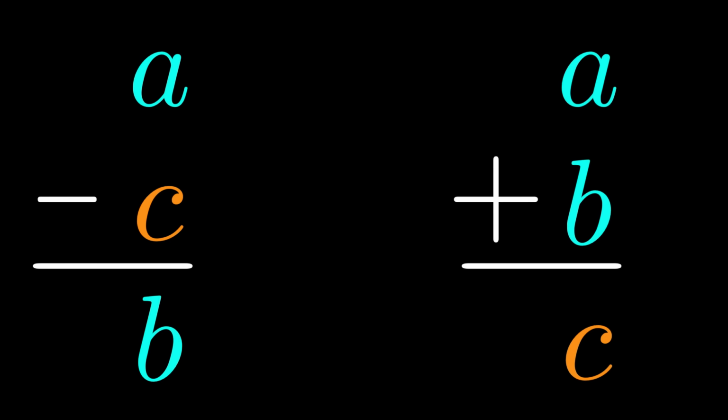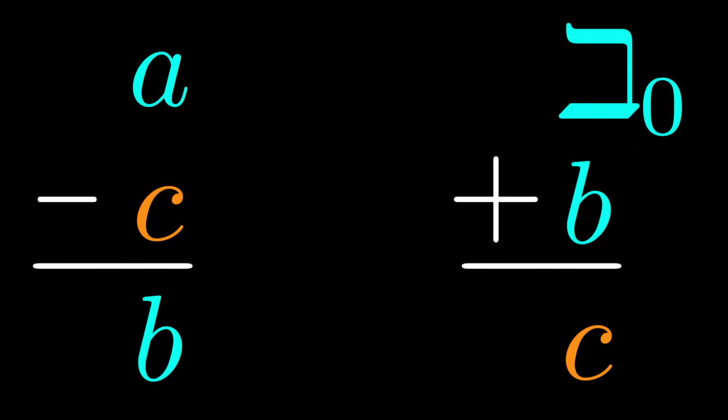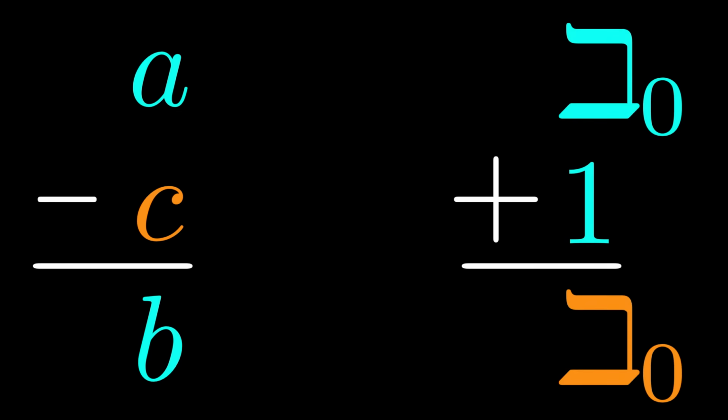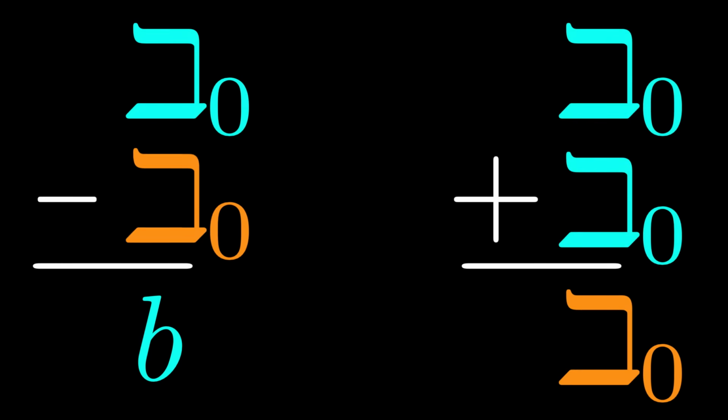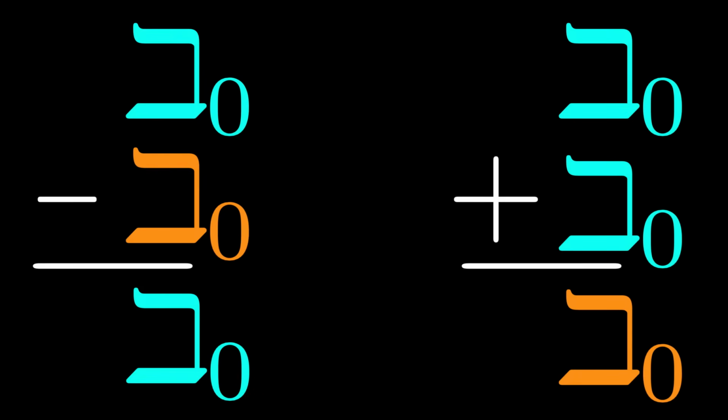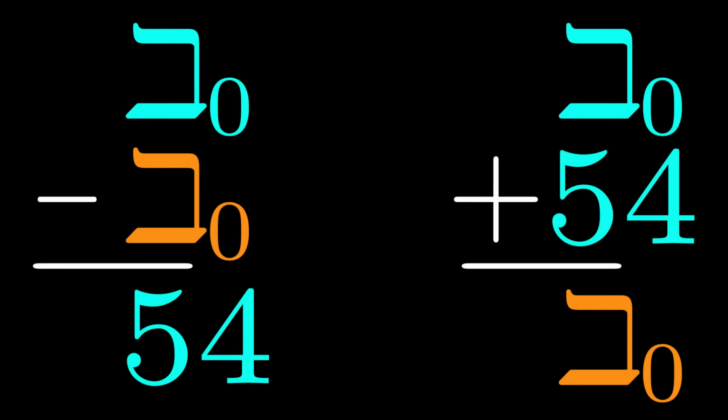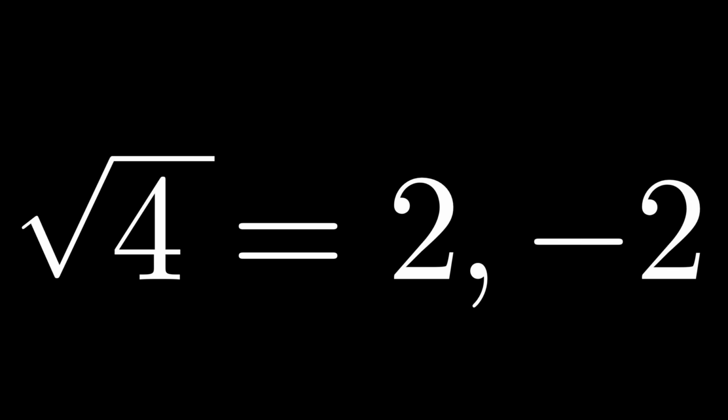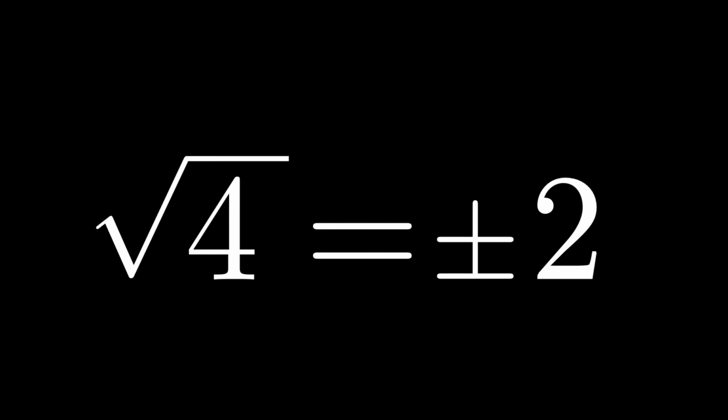But this is a bit tricky. As we've seen, ℵ0 plus 1 is ℵ0, but ℵ0 plus itself is also ℵ0. That means ℵ0 minus itself could be 1, or it could be ℵ0, or it could be any number of things. But you've probably seen something like this before in the form of square roots. Remember that the square root of 4 is not just 2, but also negative 2.